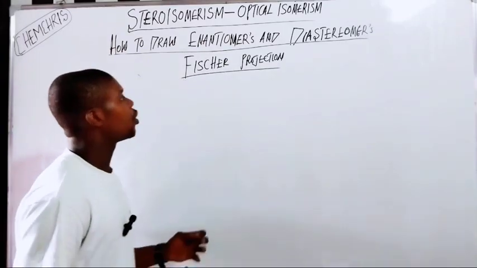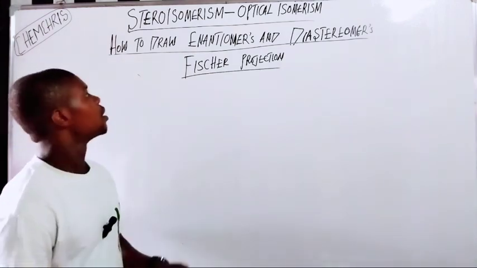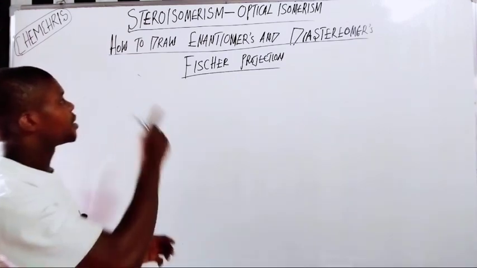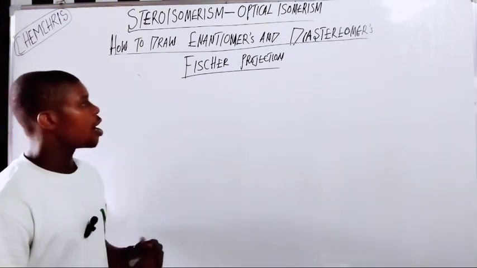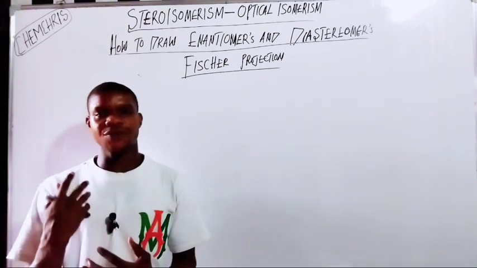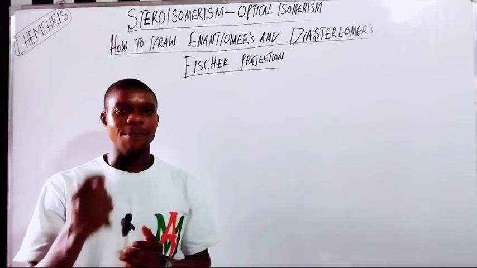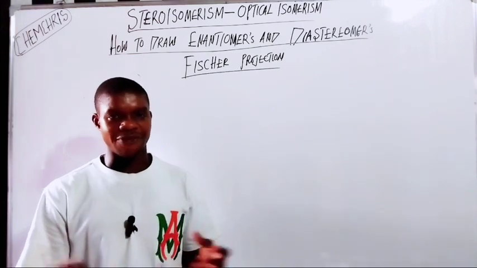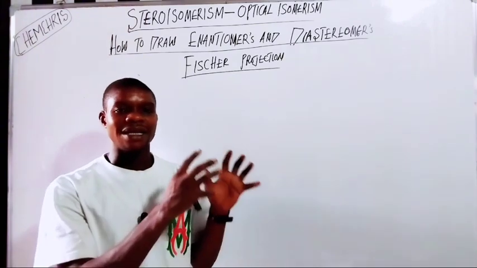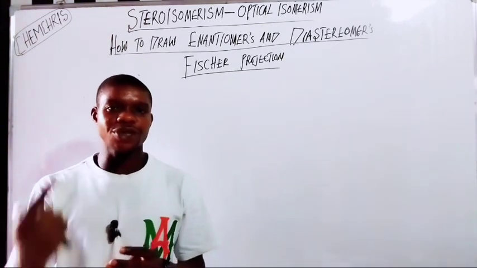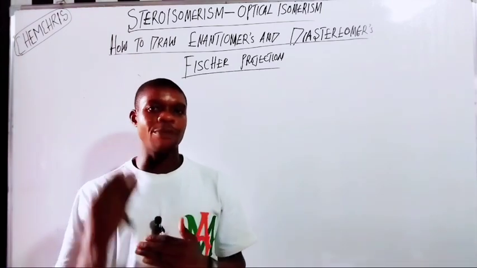Now let's focus our attention on how to draw enantiomers and diastereomers, under what is called optical isomerism, or stereoisomerism, in chemistry. We have done our previous video where we talked about how to identify a chiral carbon and the number of possible stereoisomers. If you have not watched that video, I advise you to go check it out, because in that video I taught how to identify a chiral carbon and how many possible stereoisomers a molecule can have. Do you understand? But today we are moving further.